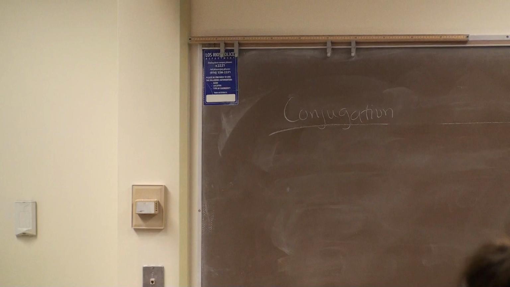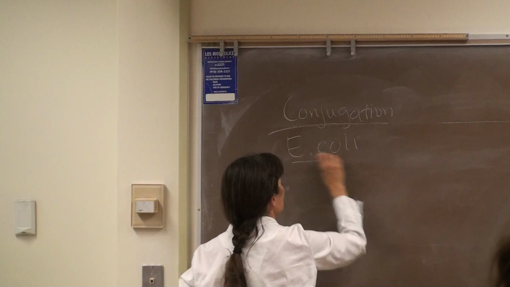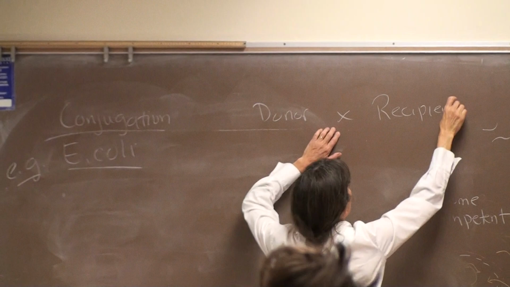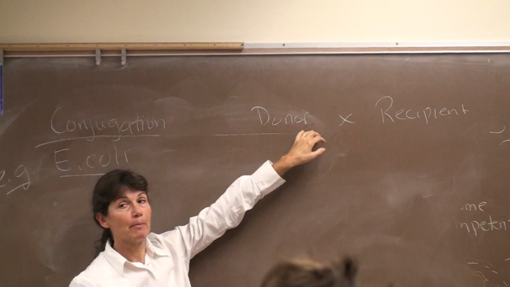So again, we're going to use our little E. coli as our example, okay? And you guys remember, we always talk about donors and recipients. So for conjugation, they often use the abbreviation for a mating that we do in like animal breeding, so we just have to be careful. This is often when we're gonna be talking about mating experiments between a specific donor and a specific recipient.